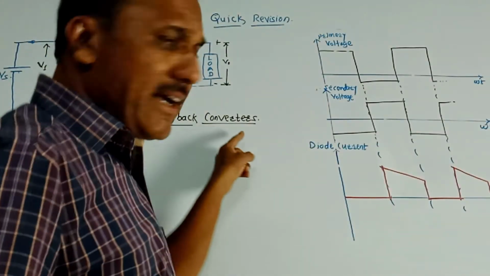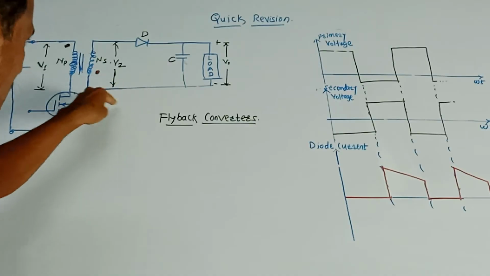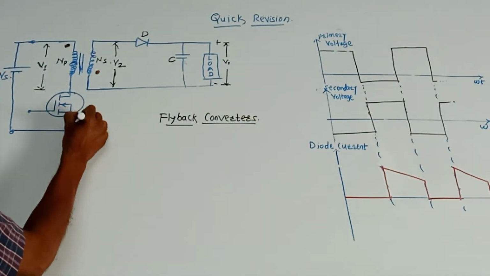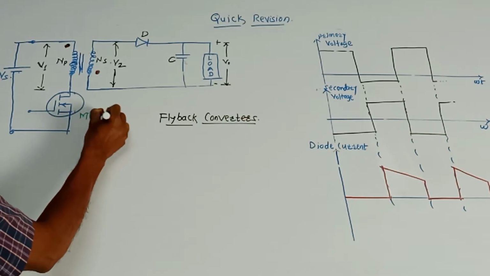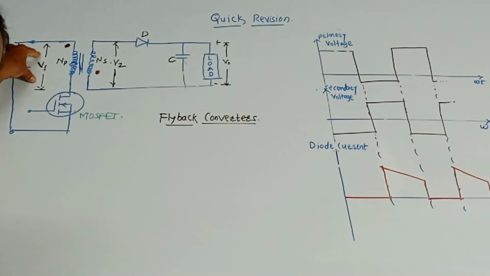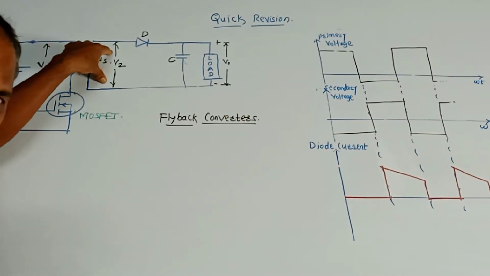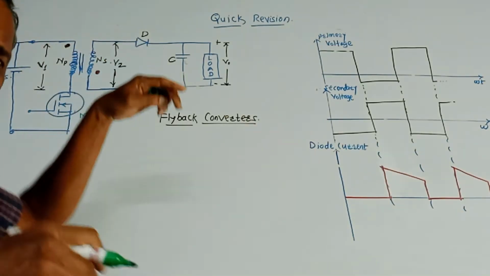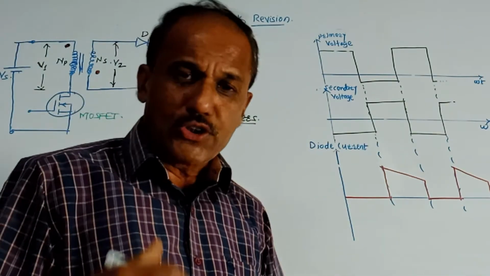Next is flyback converters. This is the corresponding circuit diagram. Here we are using a MOSFET, which is acting as a switch. Vs is the supply voltage. Look at this diagram. V1 is the primary voltage, I mean the voltage across the primary winding. V2 is the voltage across the secondary winding. These dots are used; you don't have to learn the details about the dot conventions.